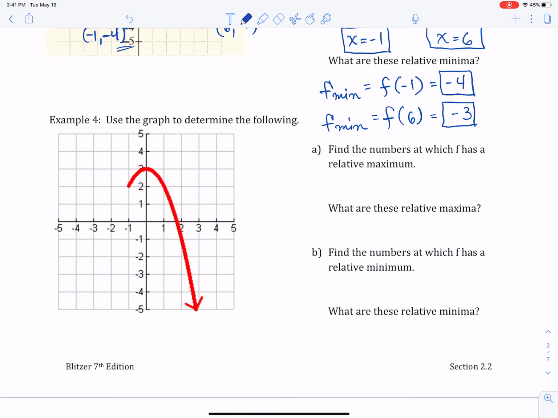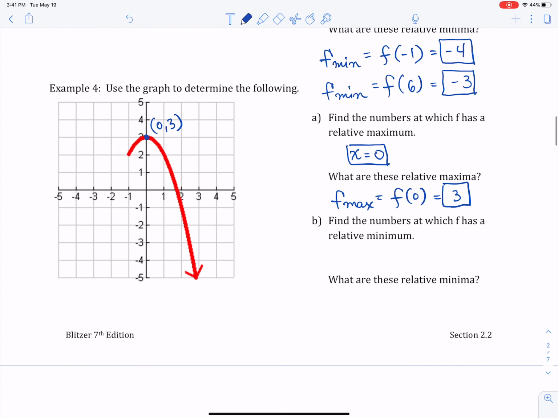Use the graph to determine, find the numbers for which f has a relative maximum. And just by looking, I can see that that's the largest point along this graph. So I'm going to say a relative maximum happens when x is equal to 0. And what is the relative maxima? That's going to be f of 0, which is equal to 3.